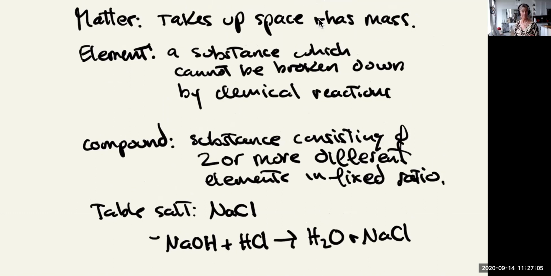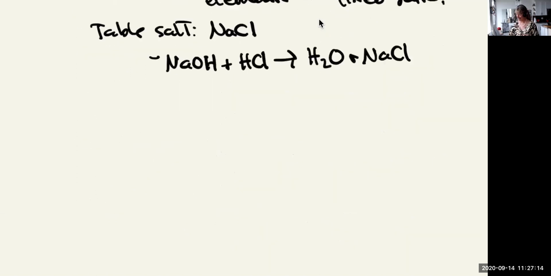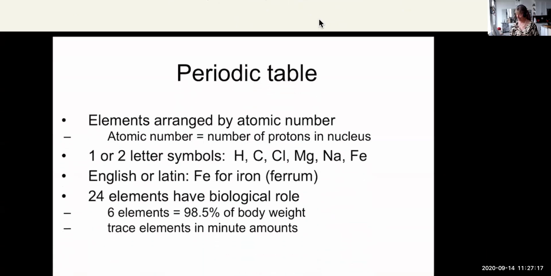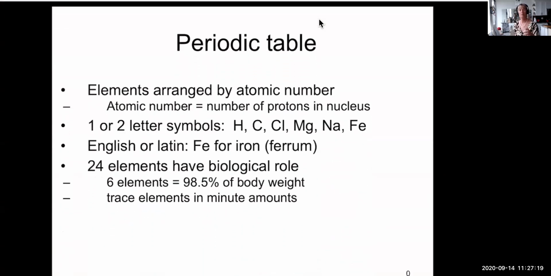Okay, screenshot time. 5, 4, 3, 2, 1. The periodic table has elements arranged by atomic number, and the atomic number is the number of protons in the nucleus of an atom. Elements have letters or symbols: hydrogen, for example, carbon, chloride, magnesium, sodium, iron. They're not always the first letter or the first two letters of the element. Sometimes they are something different. Ferrous, for example, is Latin for iron.